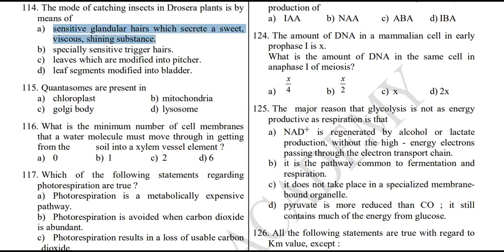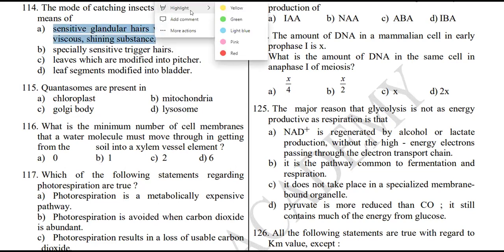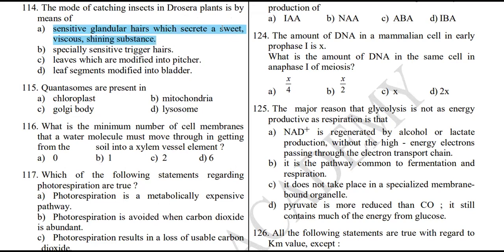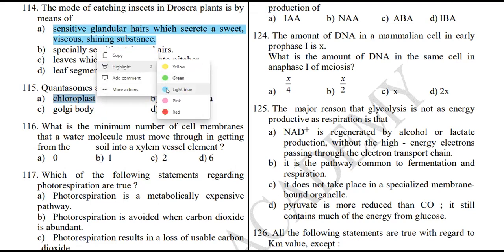Okay, the next question, quantosomes. Quantosomes are the units, right? Yes, or we can say they are pigments which absorb light at a specific wavelength, which are mainly responsible for photosynthesis. Where will the photosynthesis take place? Of course, it will take place in the chloroplast. So the answer is going to be option A, right?